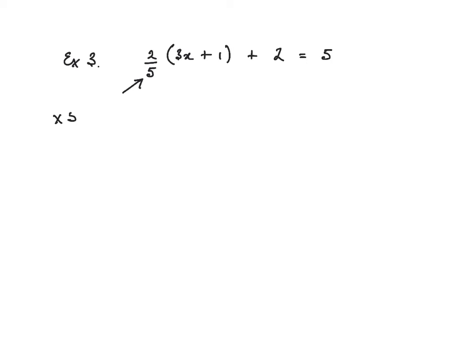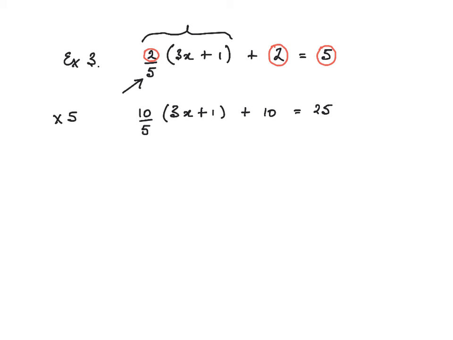That's fine. So I'm going to multiply by 5. What am I going to multiply by 5? I'm going to multiply this 2 here, this 2 here, and this 5 here. So 5 times 2 is 10. Remember, the bottom line of the fraction doesn't change, it's still 5. The bracket doesn't change either, because this is all one term. We only need to multiply one part of it by 5. 5 times 2 is 10, 5 times 5 is 25. Now, 10 over 5 is 2.